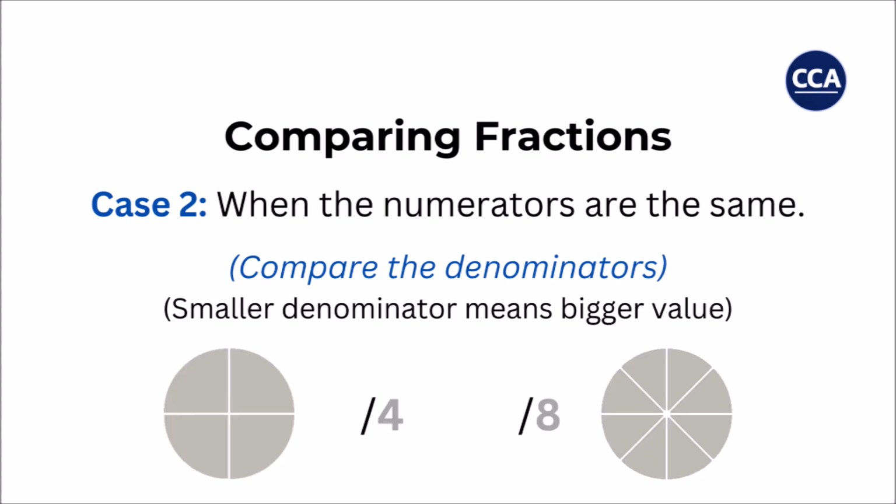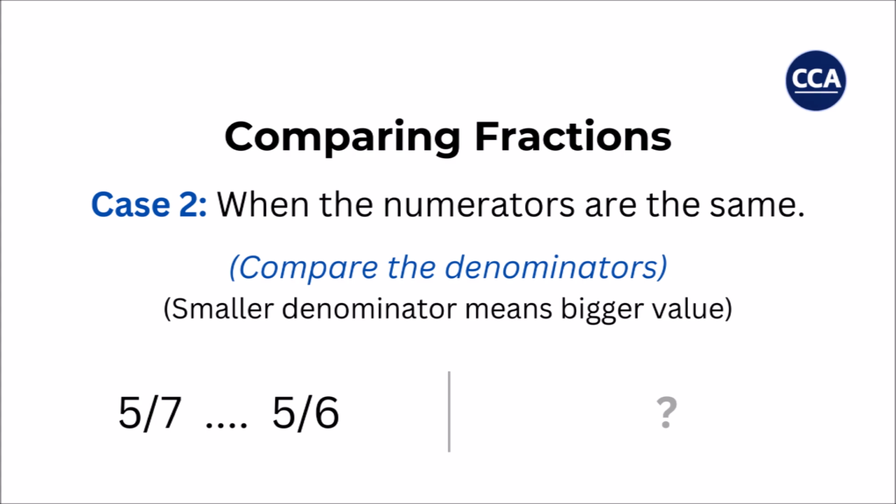Now, let's visualize these fractions with our same pizza example. But as we have different denominators here, one of our pizzas will be divided into 4 equal slices and the other one into 8 equal slices. So, on one side, we have 3 out of 4 slices. And on the other side, we have 3 out of 8 slices. Which one looks more? Of course, 3 out of 4 is more than 3 out of 8. Let's see another example. Which one is bigger? 5/7 or 5/6? Of course, 5/6 is bigger because 6 is smaller than 7.